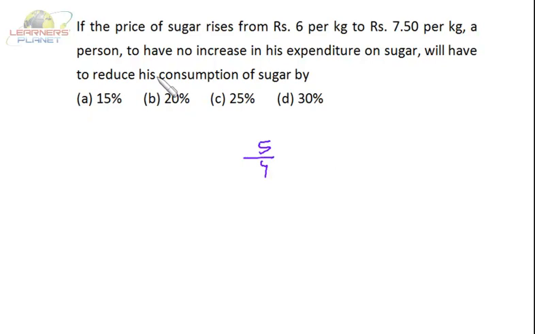So 125% is further 5 by 4. So if we wish to maintain the expenditure, we need to make the consumption 4 by 5. Now 4 by 5 is what? 80. So we need to make the consumption 80% of the original. That means we have to reduce the consumption by 20%.